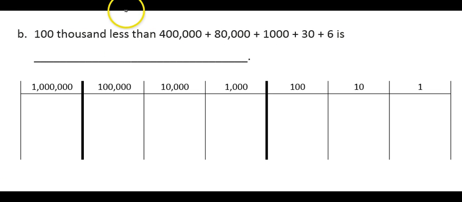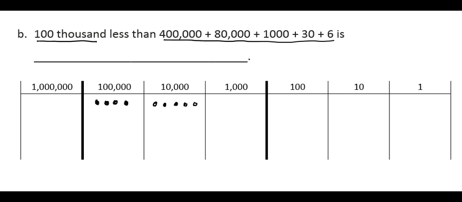The next problem asks what number is 100,000 less than 400,000 plus 80,000 plus 1,000 plus 30 plus 6. And again, let's start by placing this number on the place value chart. 400,000 means I have 4 discs in my 100,000s place. 80,000 would mean that I'd have 8 discs in my 10,000s place because 80,000 is made up of 8 groups of 10,000. I need 1 disc in my thousands place. I don't have any hundreds, but I have 30, which is made up of 3 tens, and I have 6 ones.